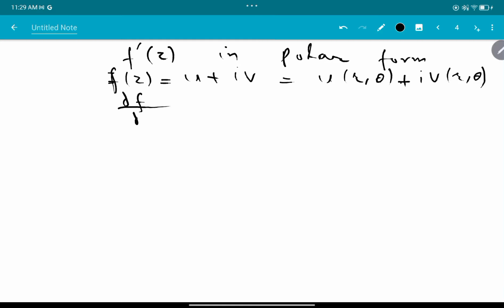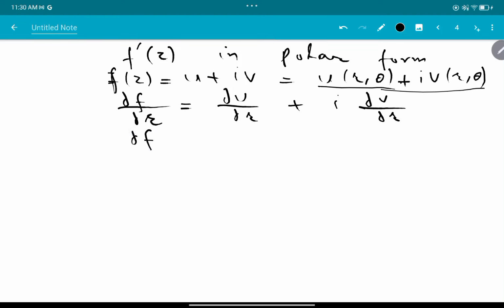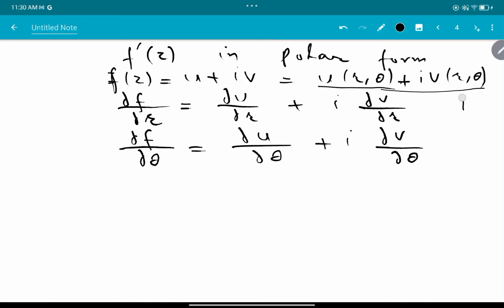So you have del f by del r. If we take del f by del r, that means you are differentiating this with respect to r, then you will get del u by del r plus i del v by del r. And if I differentiate it with respect to theta, del f by del theta is equal to del u by del theta plus i del v by del theta. Let's call this equation first, this equation second. We'll be using these two equations.